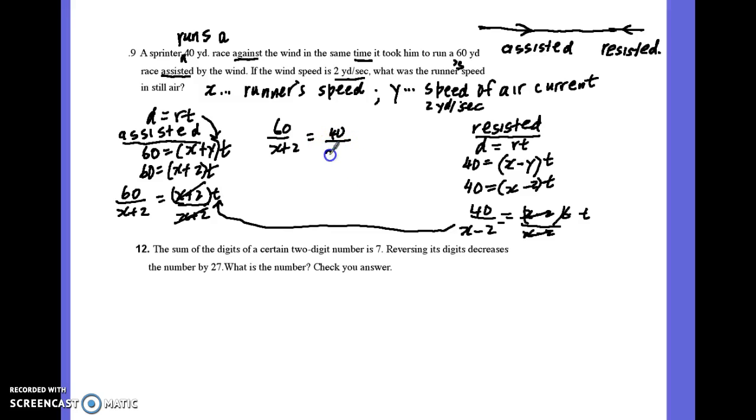over x minus 2. We do the cross multiplication and we get 60 times x minus 2 is equal to 40 times x plus 2. When we do the distributive property here, we get 60x minus 120 is equal to distributive property here as well, 40x plus 80. And then what?